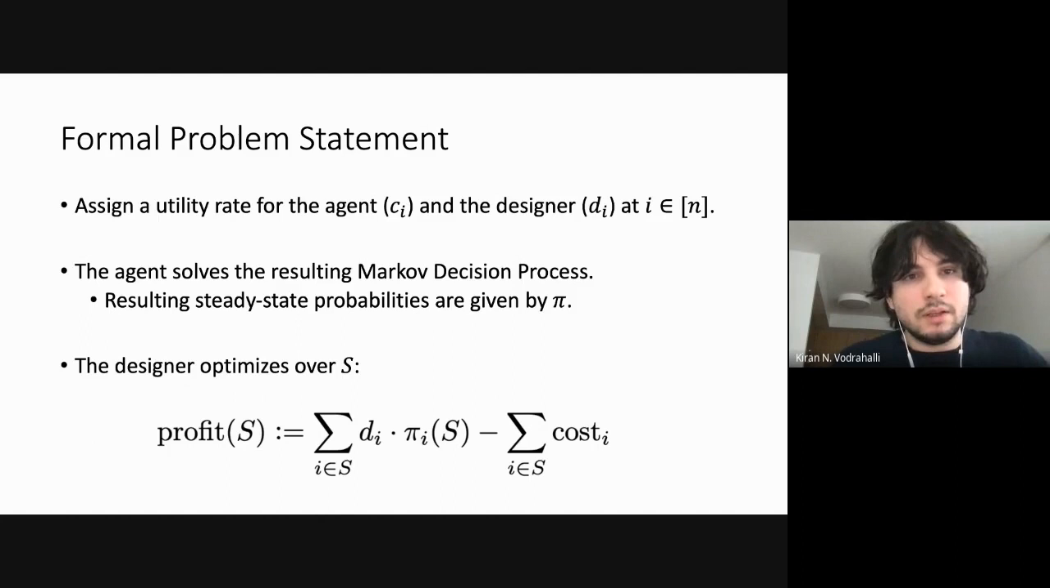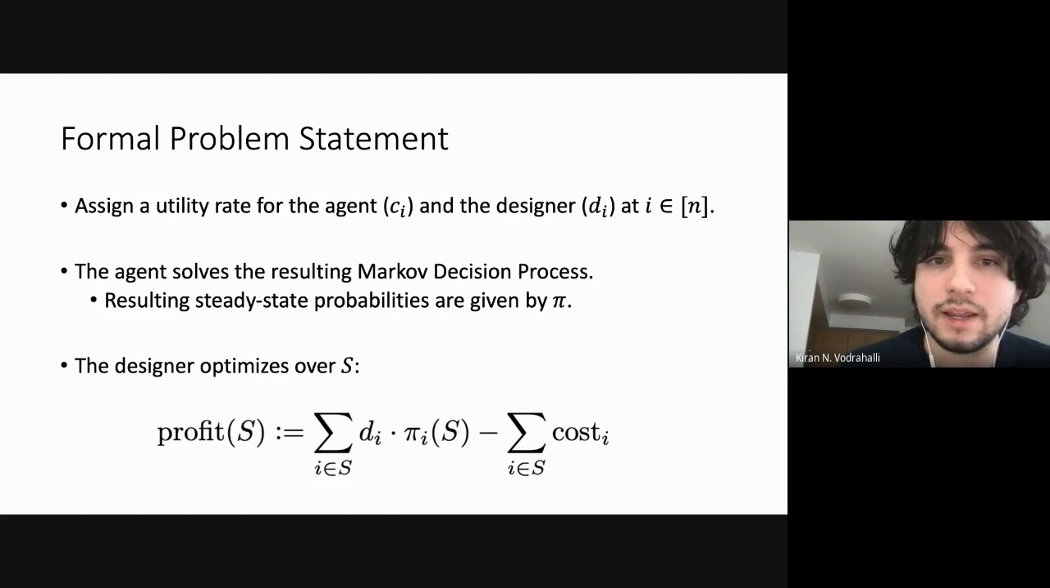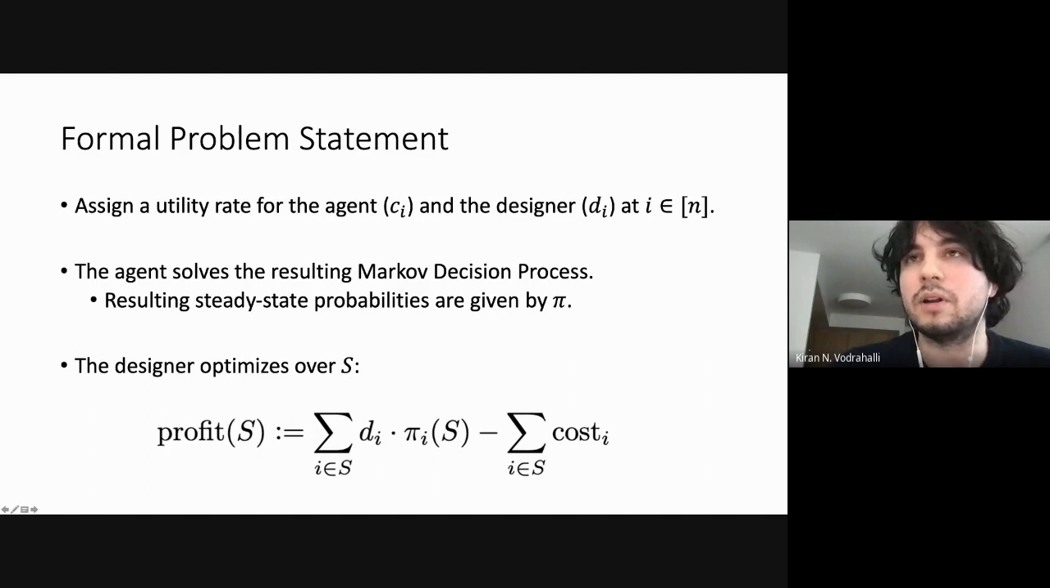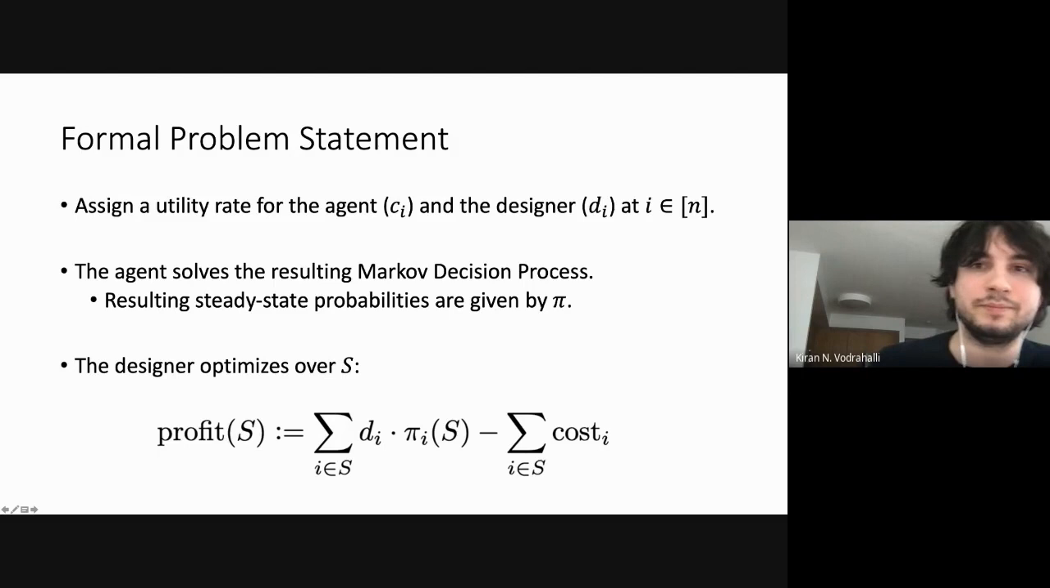And then we're going to call the utility rates for the agent in terms of variable c_i, and for the designer, they will be d_i, for each state. And we're going to call the resulting steady state probabilities of an agent's optimal solution by pi, and then the designer is going to optimize over the set S. It's just the linear rewards with respect to the steady states, assuming that the Markov chain, the MDP faced by the agent, is given by S, and that there's going to be some one-time costs for building the platforms that are chosen to be built.